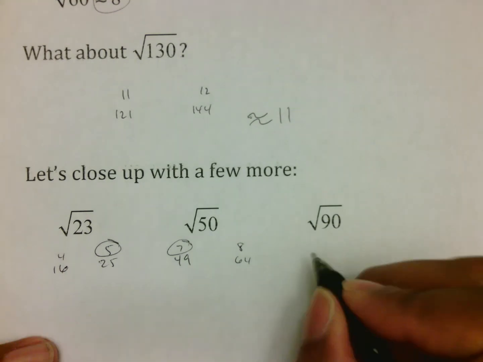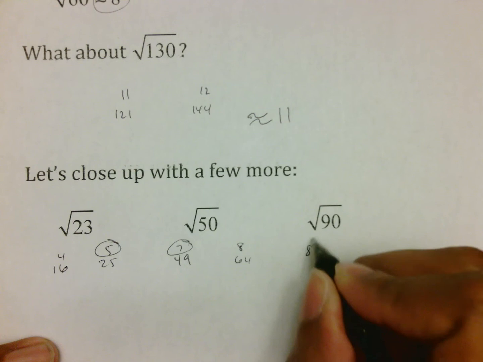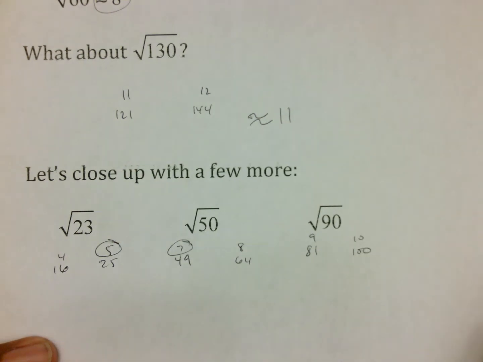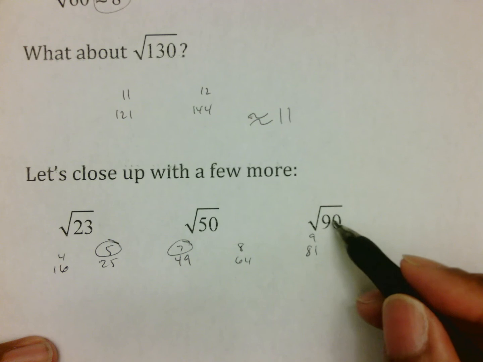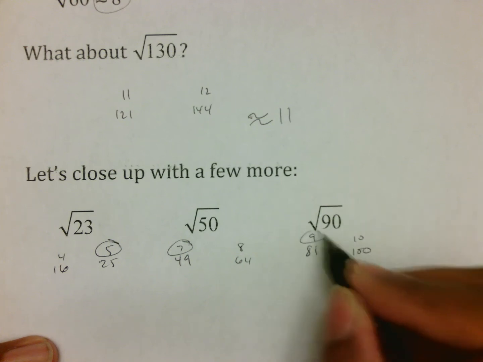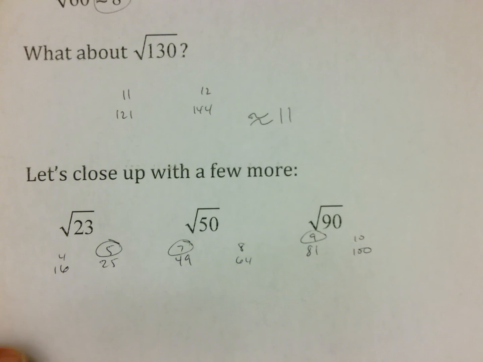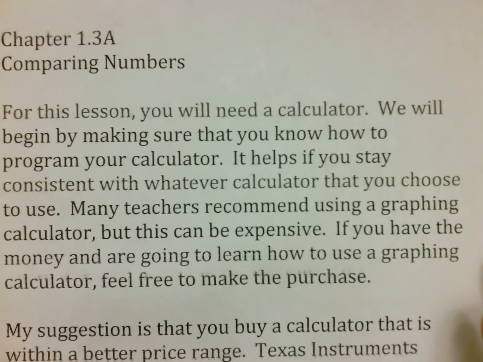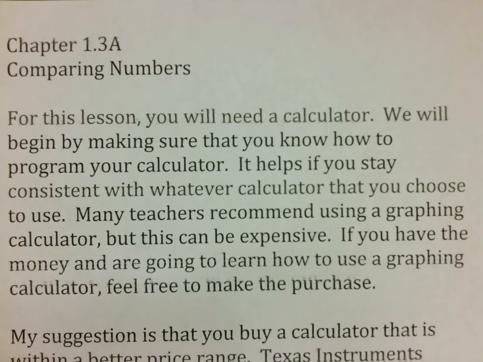For 90, the number that comes to mind is 81, which is 9 times 9. 10 times 10 is obviously 100. It's 9 away from that, 10 away from that. That's a pretty close comparison, but since it's only 9 away here, the square root of 90 is probably going to be closer to 9. Alright. So that is how you deal with square roots. And the reason you want to do that is because one of the things this section 1.3a is going to ask you to do is compare and order numbers.